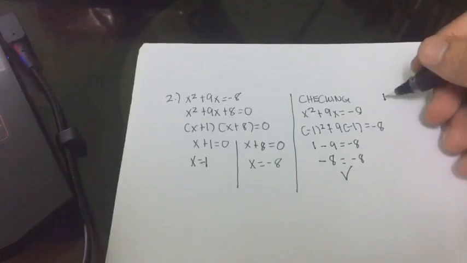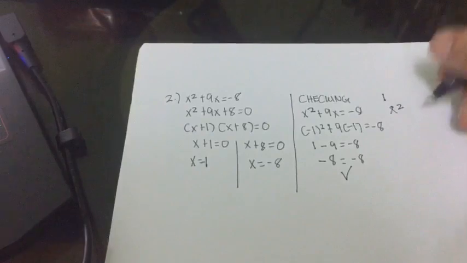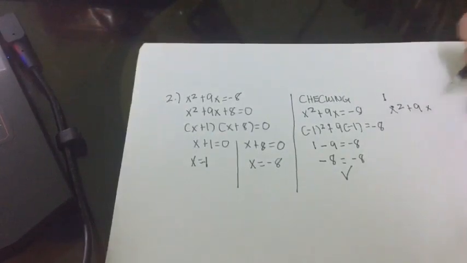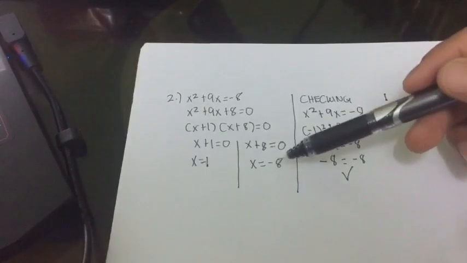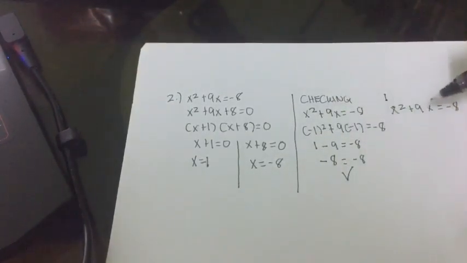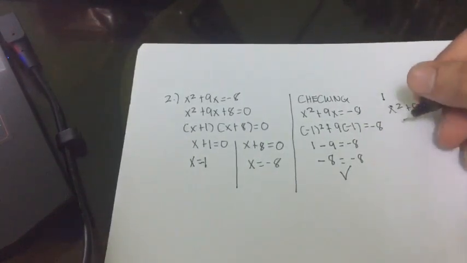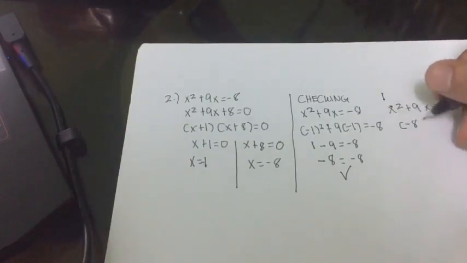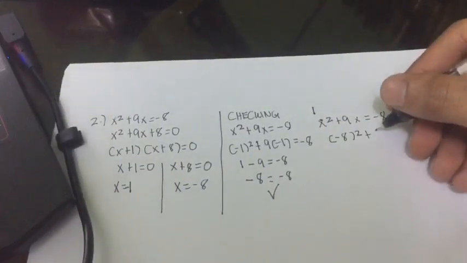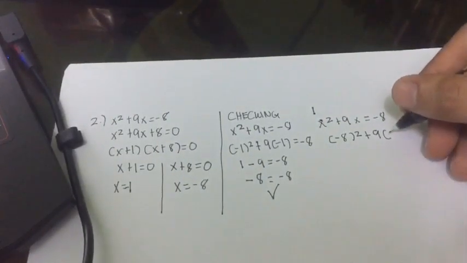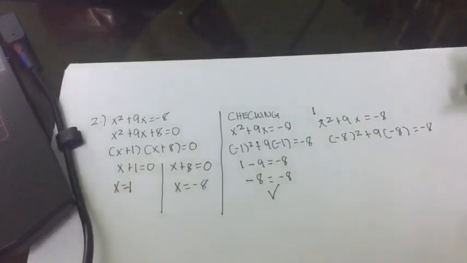Likewise, x squared plus 9x equals negative 8. Put the negative 8 to all x, just like in the first. Negative 8 squared plus 9 times negative 8 is equal to negative 8.